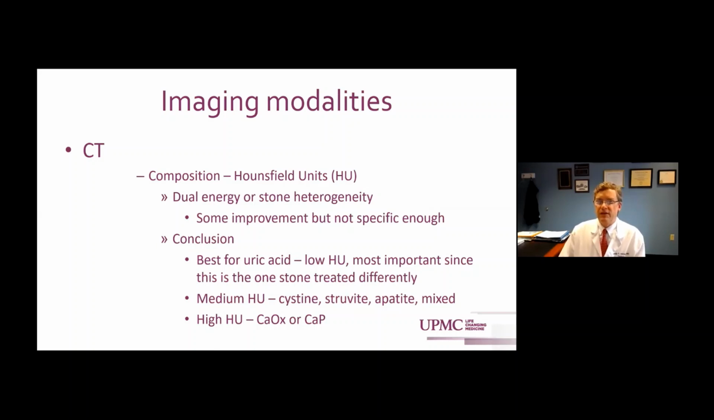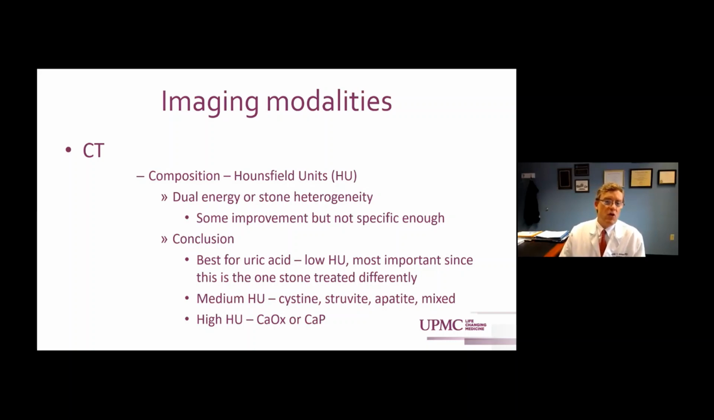People have tried some fancy things, dual energy or stone heterogeneity indices, to see if we could get better readings. Unfortunately, they really weren't specific enough to tease out the different types of calcium stones, for example, and they're more cumbersome and not really clinically useful on the fly like the low Hounsfield units of uric acid. And so therefore, I would say in conclusion, from a composition and a Hounsfield unit point of view, it's really best for determining, is this a uric acid stone, or do we think this is a primarily uric acid stone? Because that's important. That's something we can treat differently. That's something we could even try to dissolve if it's somebody that would be amenable to urinary alkalinization.